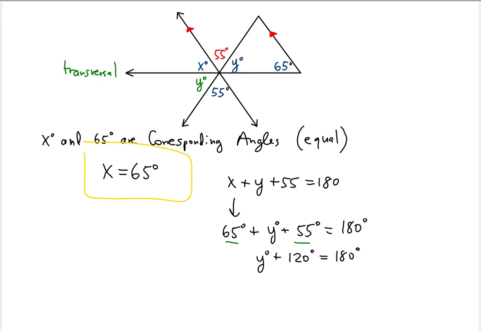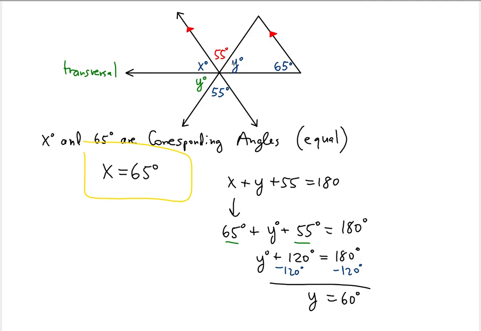So if you subtract 120, you should get the correct answer, right? So the result is going to be y, which is equal to 60 degrees. So y is equal to 60 degrees. And if you want to check that, you can go ahead and do that.